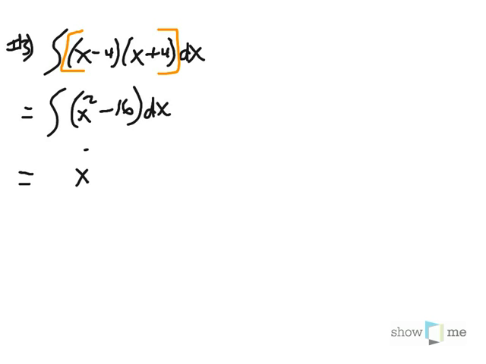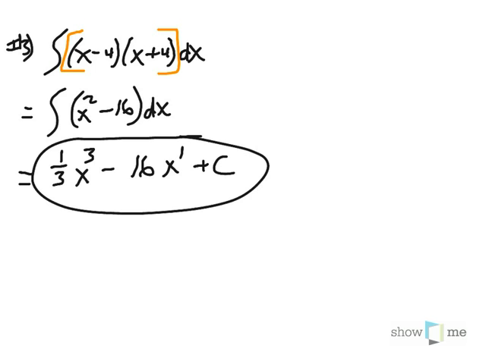Add 1 to the exponent, multiply by the reciprocal of the exponent. Add 1 to the exponent, multiply by its reciprocal. 1 times 16 is 16, plus your arbitrary constant, and this is our answer. And we don't actually need this to the first here, that was just for emphasis.